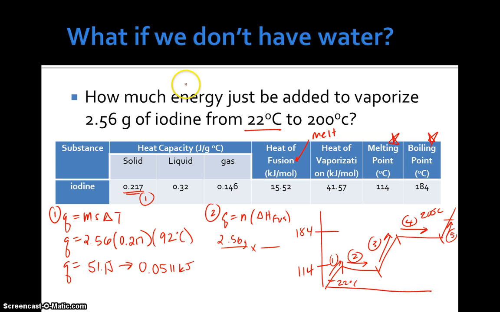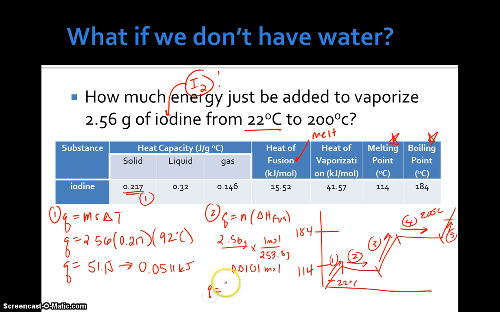But here's where this gets tricky. Remember, iodine is diatomic, so it's actually I2. So we need to take that 126.9 and multiply it by 2. The molar mass of iodine is 253.8 grams for every 1 mole. So if we do 2.56 divided by 253.8, that gets us to a total of 0.0101 moles.